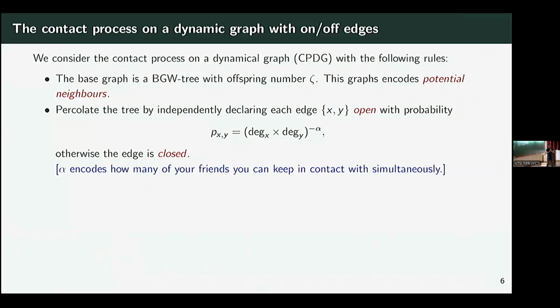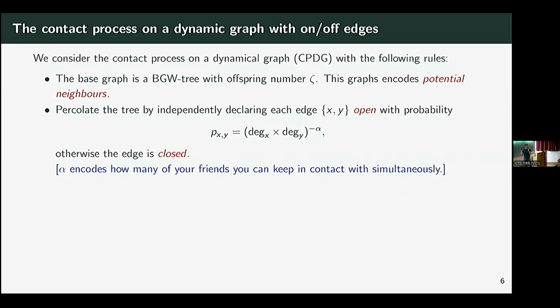Yes, yeah. Sorry, yeah. Right, exactly, that's important, yeah. So, I was asked whether X and Y must be neighbors in the tree. Yeah, they are. I didn't write this down, but yeah, they are. Okay, thank you. So the base graph is always fixed, and then I percolate this base graph.